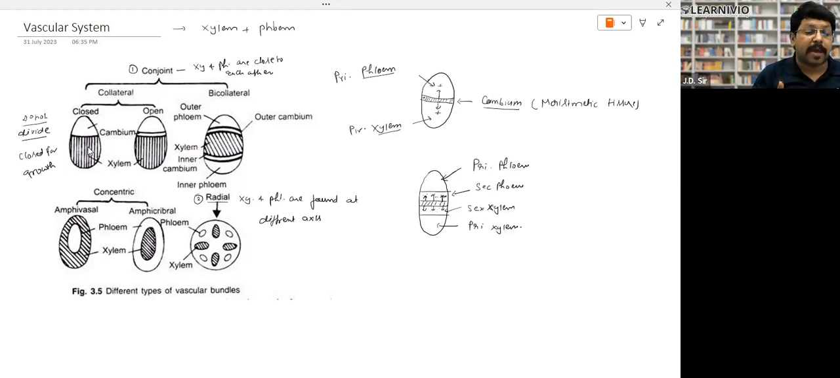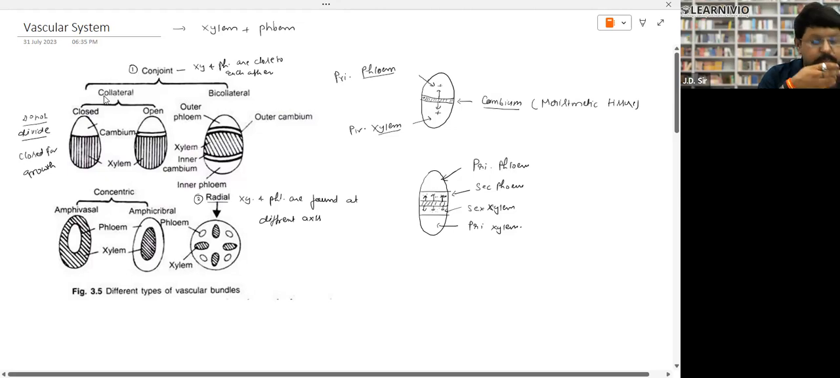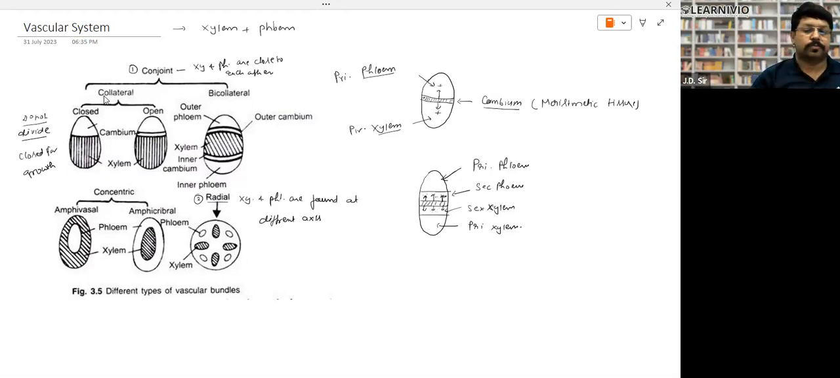That's why their stems are very thin, not thick. But what about the mango? Mango has open vascular bundles, right? Neem has open vascular bundles, right? So their vascular bundles divide. That's why their stem or trunk is thick. Clear? Okay, sir. Any more questions? No, sir.